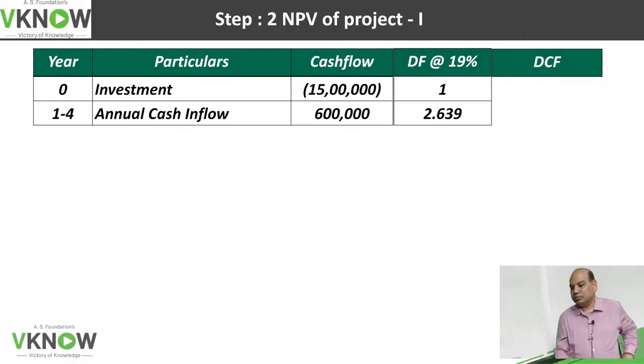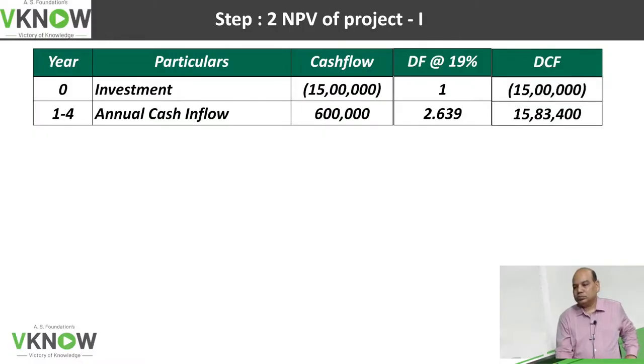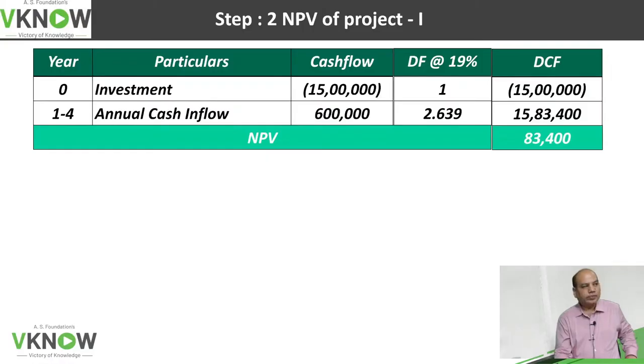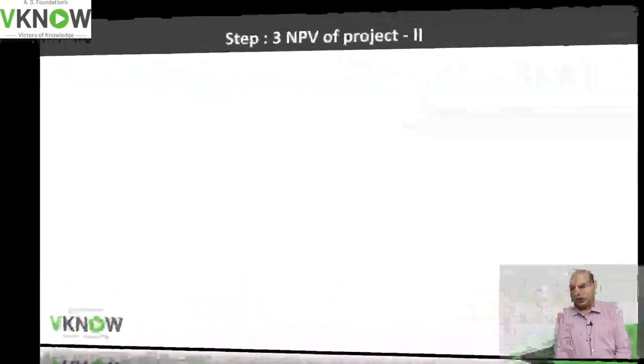What is the answer? 15 lakh. 15,83,400. Total NPV 83,400. NPV 83,400.